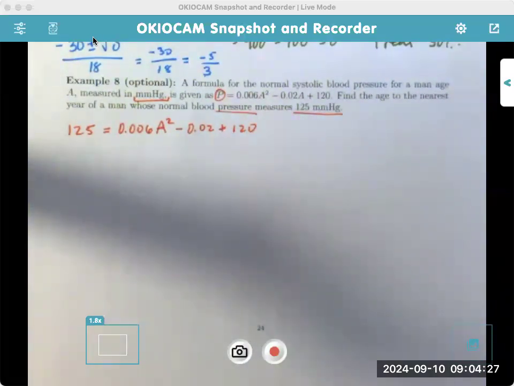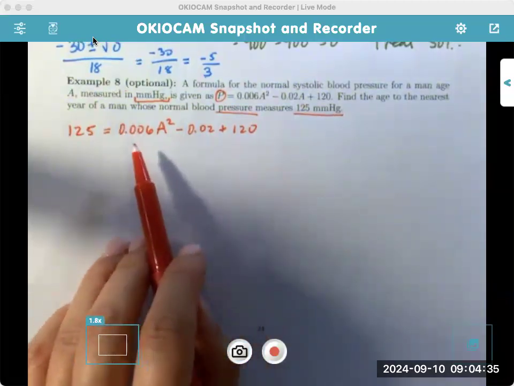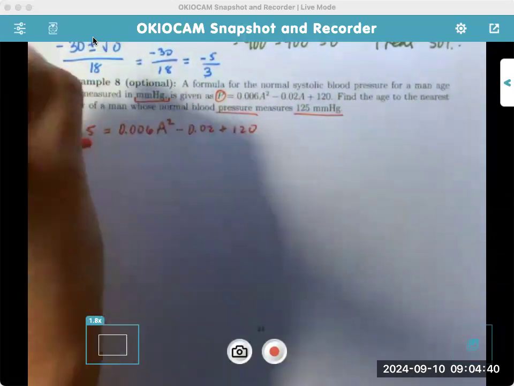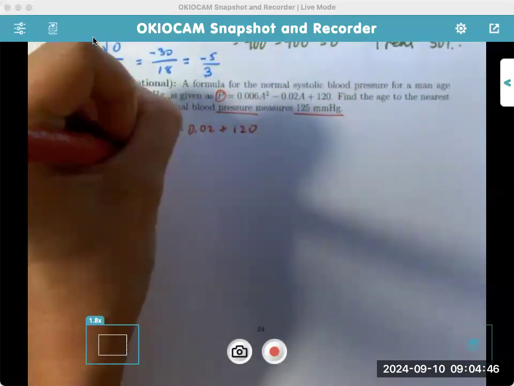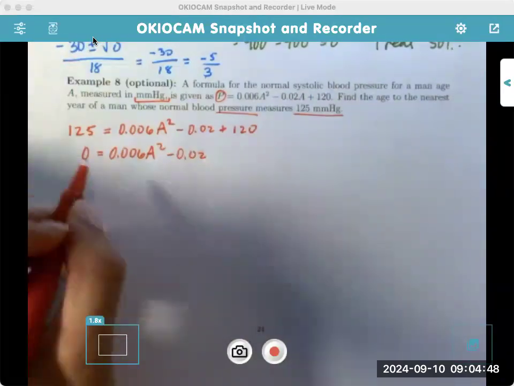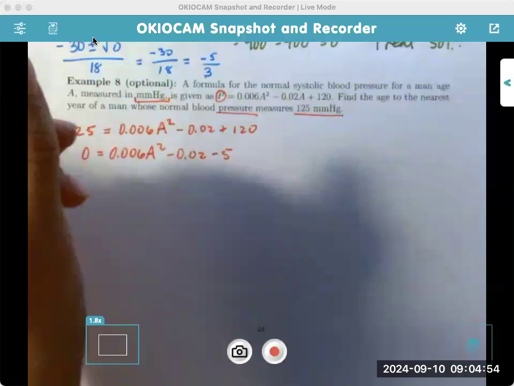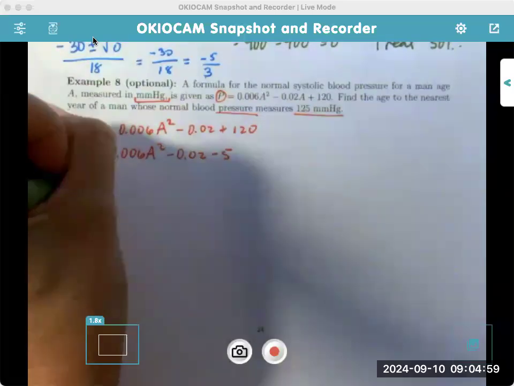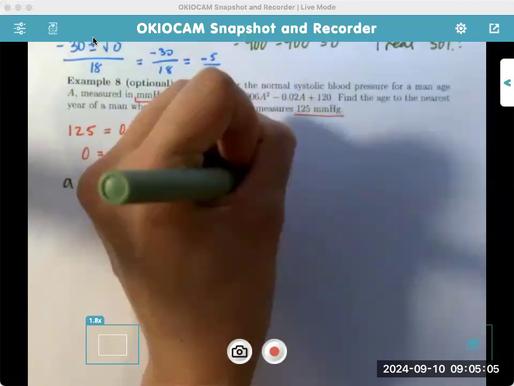Okay, now, since we're working with decimals, I am just going to go straight into the quadratic, right? This would not be fun to complete the square because that's not a 1. We'd have to factor out a 0.006, and my brain just can't factor like that. So we're just going to go straight into the quadratic. Work smarter, not harder. Okay. So we are subtracting 125 over, so that would be a -5. So this is where in class I would need your help. A is 0.006, B is -0.02, and C is equal to -5.